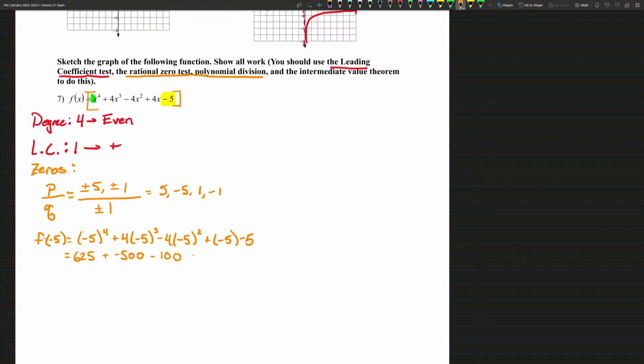Okay, so 5 to the 4th. Sorry, I messed something up. So this is 625. Negative 5 cubed, that's negative 125. Negative 125 times 4 is 500, so that's minus 500. Oh, I see. So there should be a 4 here. Minus 20, minus 5. This is equal to 0. Okay, so that verifies that x equals negative 5 is a 0. Therefore, x plus 5 is a factor.